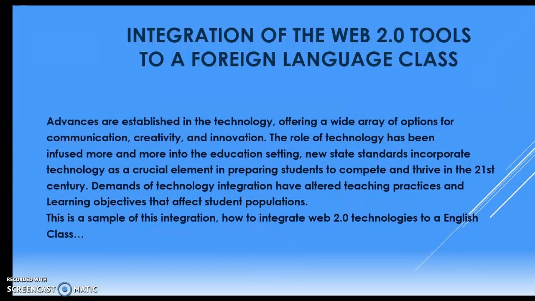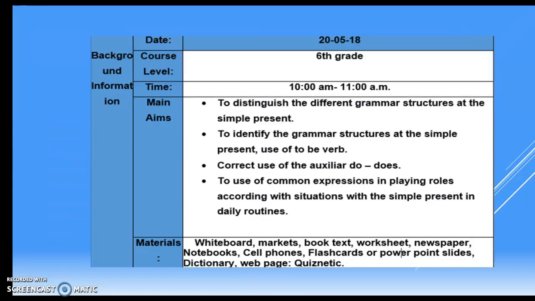Demands of technology integration have altered teaching practice and learning objectives that affect the student population. This is a sample of how to integrate Web 2.0 technology into an English class. We have here a lesson plan about the structure of the simple present.